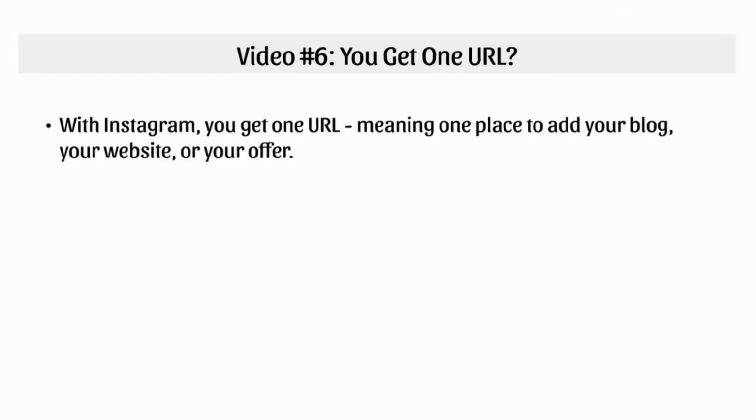So the reality with Instagram is you get one URL, meaning one place to add your blog, your website, or your offer. It's not like Facebook where you can create a post every single time and put a URL directly to your offer. You get one URL, so you've got to choose it wisely. So the question is, what URL should you use?